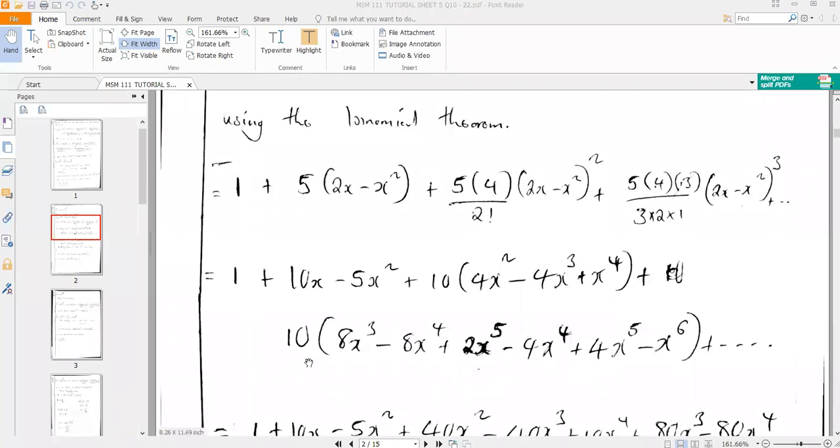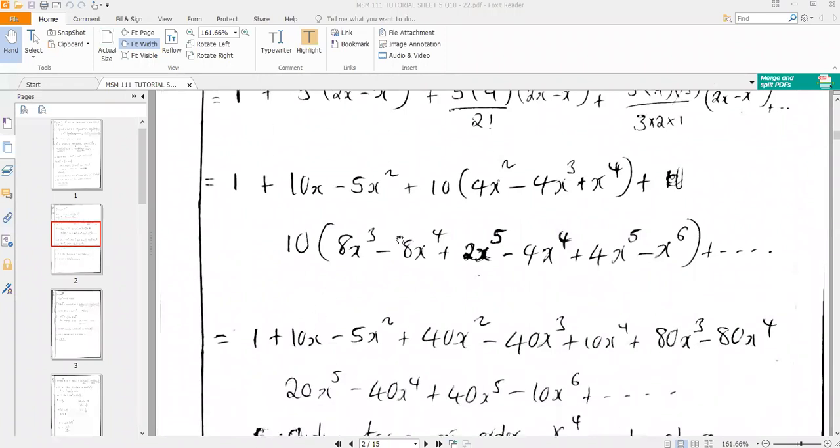Your next job is simply to multiply throughout with the 10, isn't it? So 10 times 4x squared, we maintain this part the way it is. 10 times 4x squared, we're having 40x squared. Minus 10 times negative 4x to the power 3 is negative 40x to the power 3. Then 10 times positive x to the power 4, we're having positive 10x to the power 4. We leave it like that.